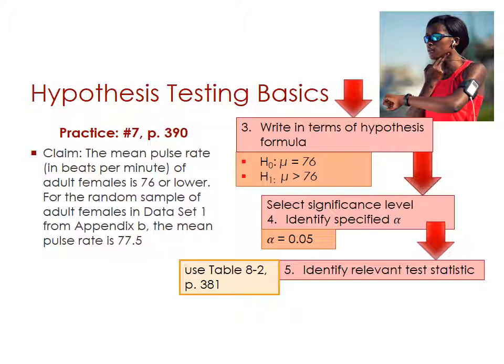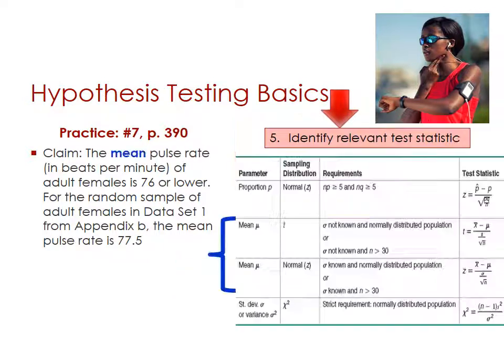Again, normally in the problem, they should specify what alpha they're asking you to solve for, or they give you a confidence interval, which you can calculate your alpha. Now, we need to identify the relevant test statistic here. So notice we're asking for a mean pulse rate. So we're in the middle of this particular table because we're solving for a mean.